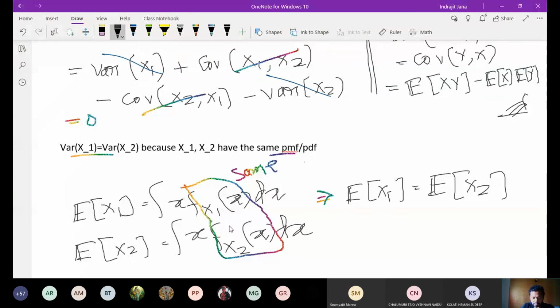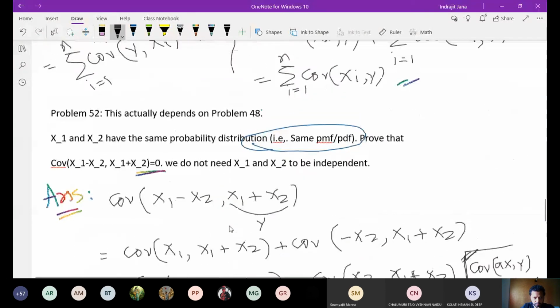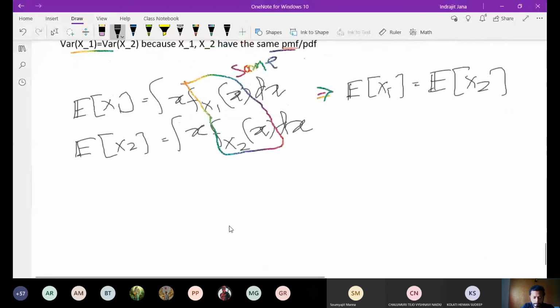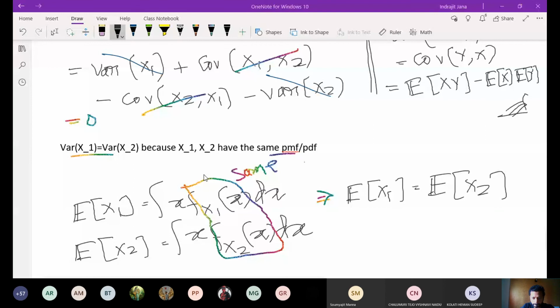Does anyone have any question about this problem? Which problem was that? Problem 52. Okay, problem 48 was done, and then there was a request for problem 42. What is problem 42? I do not have that much time, so I have only 4 minutes. Let me see if I can quickly do that problem.